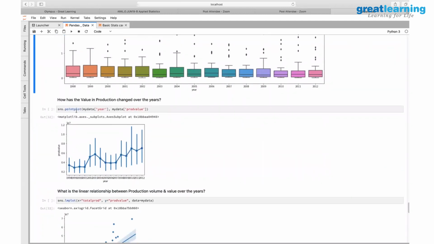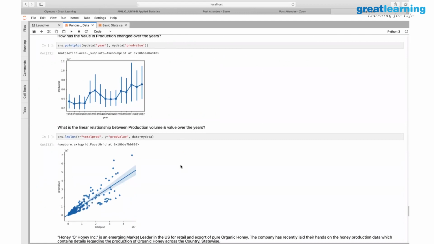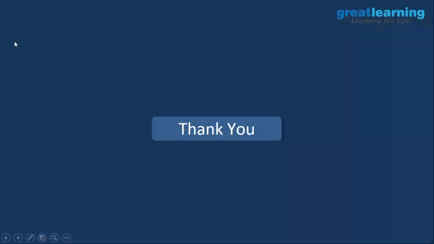Now, this is another example of a point plot. The question is how value and production change over years. How does the point plot work here? Essentially, it goes on this. Then the LM plot we have seen. This brings us to the end of this Seaborn Python tutorial.